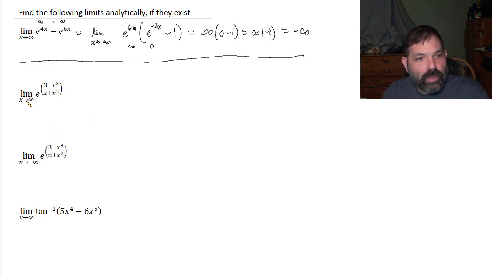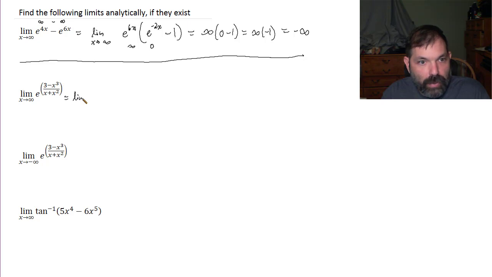The limit with x approaching infinity of e to the power 3 minus x cubed over x minus x squared. All right, so if x is approaching infinity, then in the numerator we can simplify this. So this is a little tricky here. We've got to use the technique we saw earlier in the section.